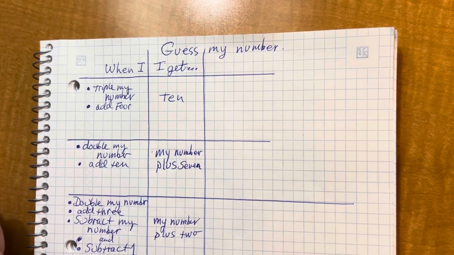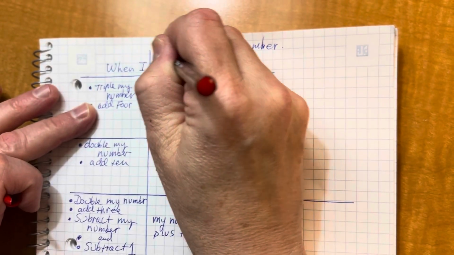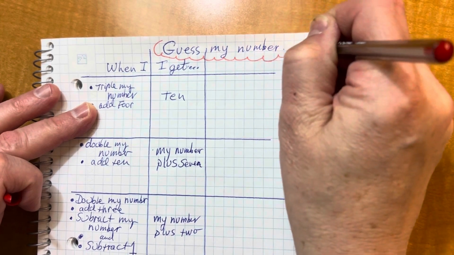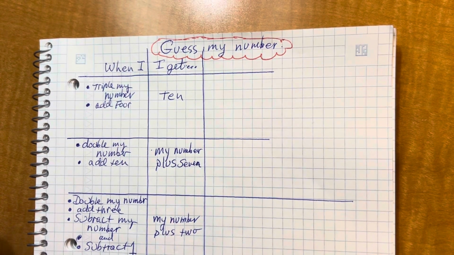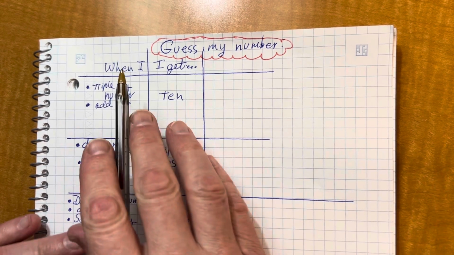Hello, accelerated math students. Today we're going to be playing the game, problem 79: Guess My Number. Isn't that fantastic? This will be very short for you.